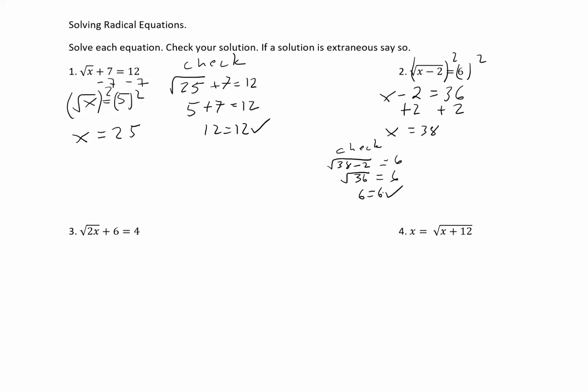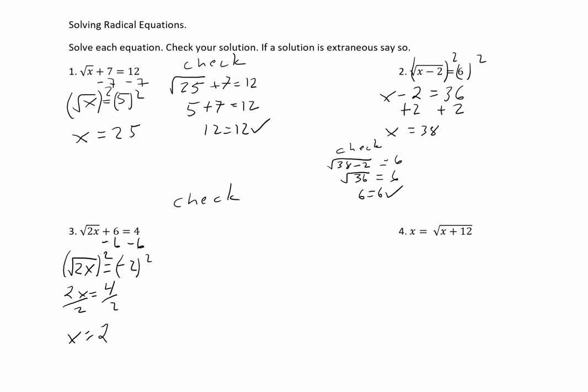All right, for number 3, again, you cannot square the radical until it's all alone. And right now it's not all alone. There's this positive 6 here. So the first thing you need to do is move that 6 over. Then once you do that, you can square both sides. Okay, so pause the video and try number 3.